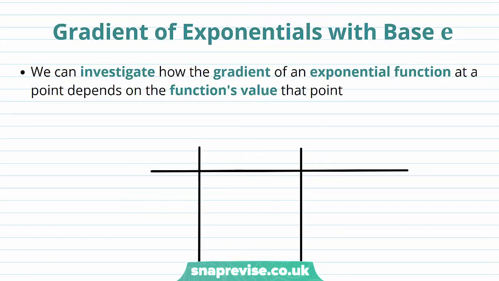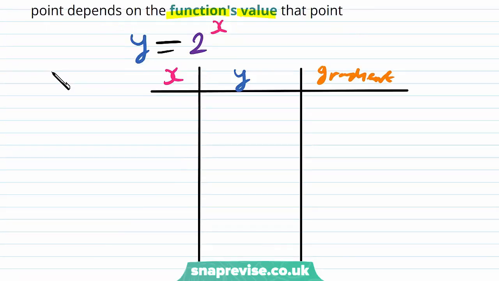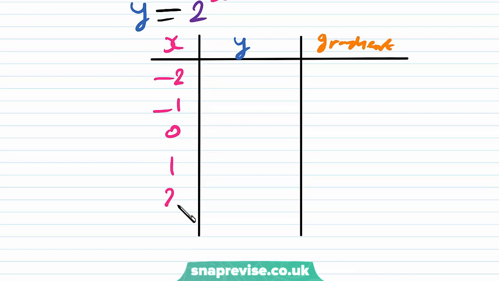So what is the gradient of exponentials with base e? We can investigate how the gradient of an exponential function at a point depends on the function's value at that point. Suppose we have our exponential function y equals 2 to the power of x. Then we can consider different values of x and corresponding y and corresponding gradient. Let's have for x minus 2, minus 1, 0, 1, 2, and 3.